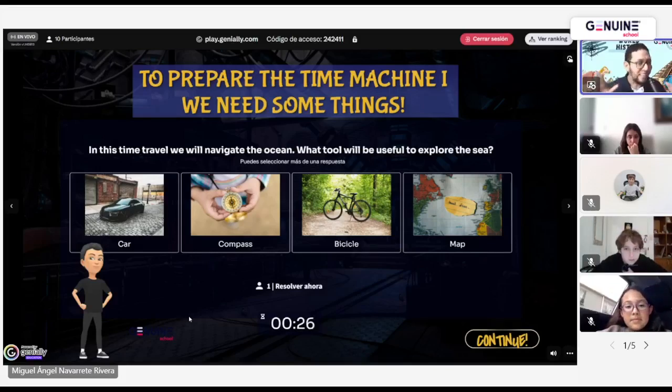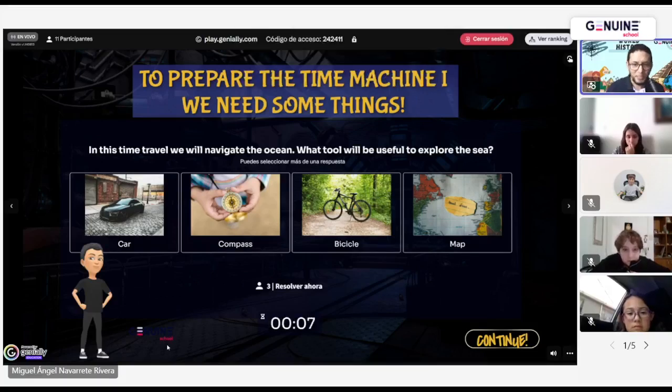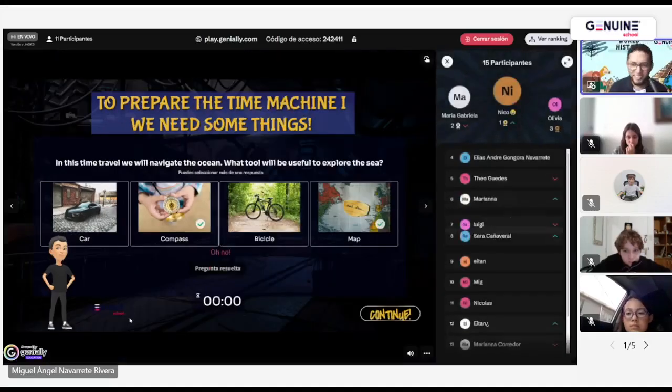Imagine that we will navigate in the ocean. What should we have? A car, a compass, a bicycle, a map? You have 10 seconds. Come on, good guys, you can do it. 3, 2, 1. Faster, guys.